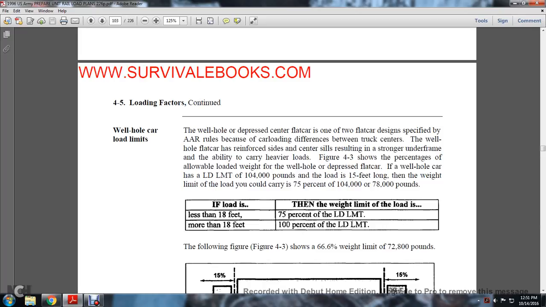The well-hole car has a load limit of 104,000 pounds, but if the load is 15 feet long, you can carry up to 75% of 104,000 pounds, or 78,000 pounds. If the load is less than 18 feet, it is 75% of the load limit; more than 18 feet, 100% of the load limit.